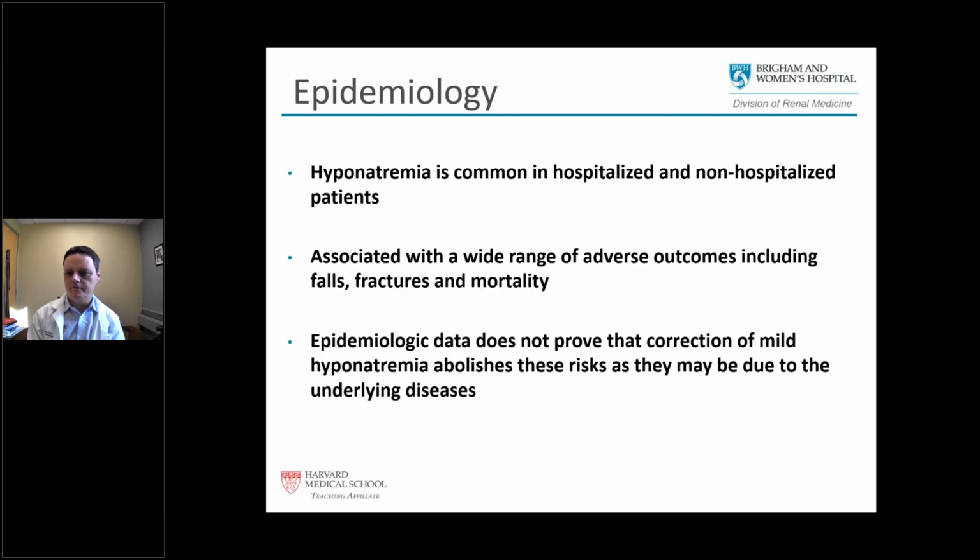So at least I hope I've convinced you, to some extent, that hyponatremia is common in hospitalized and non-hospitalized patients. It's associated with a wide range of adverse outcomes, including falls, fractures, and mortality. But of course, these epidemiologic data do not prove that correction of mild hyponatremia abolishes these risks, as they could be due to underlying diseases or medications or whatever it is that may be leading to the hyponatremia in the first place. But in any case, it's certainly something that we cannot ignore, because it is a risk factor for disease and mortality, and the correction seems to at least reduce the risk of mortality in these individuals.